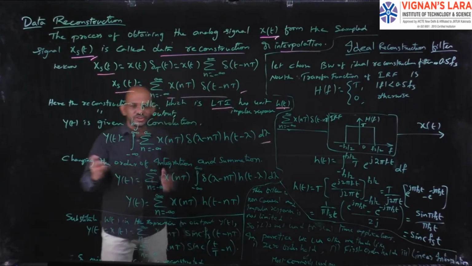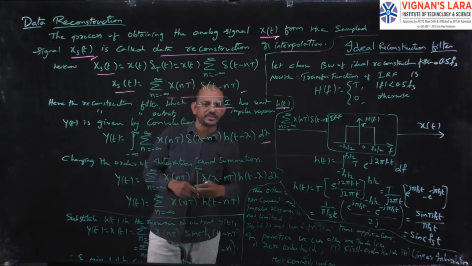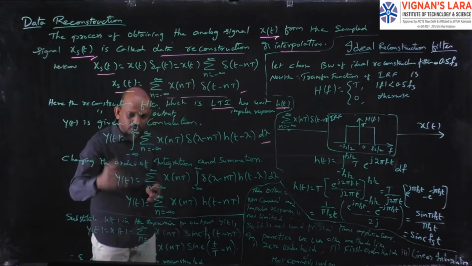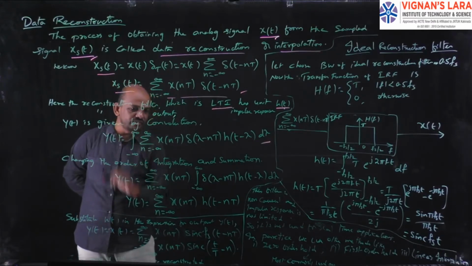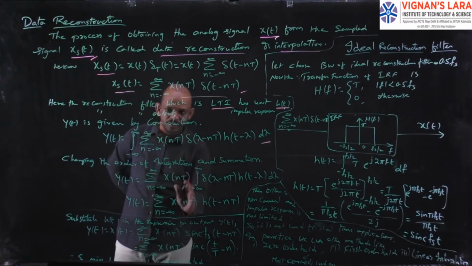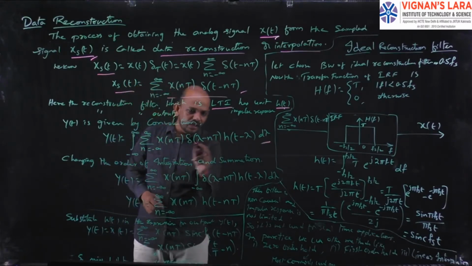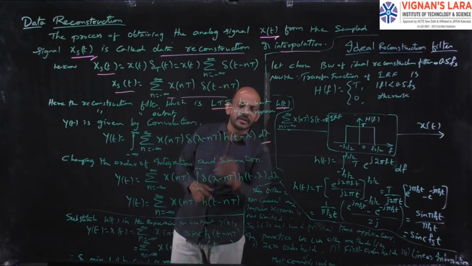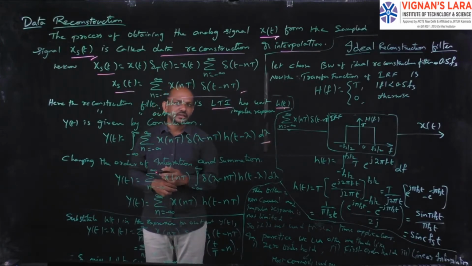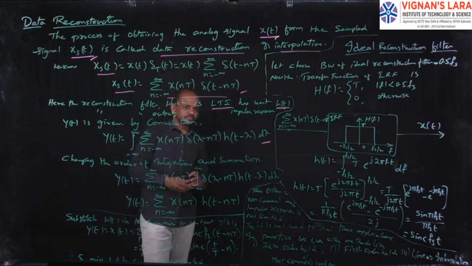Now I will change the order of integration and summation. So how can I get the output? The output y of t will be equal to the summation over n equal to minus infinity to infinity of x of nT, and now I bring the integration here: integral from minus infinity to infinity of delta of tau minus nT times h of t minus tau d tau. Clear? So simple.